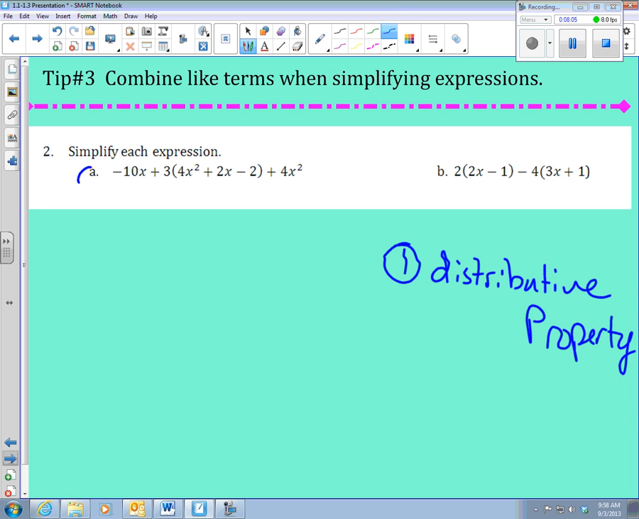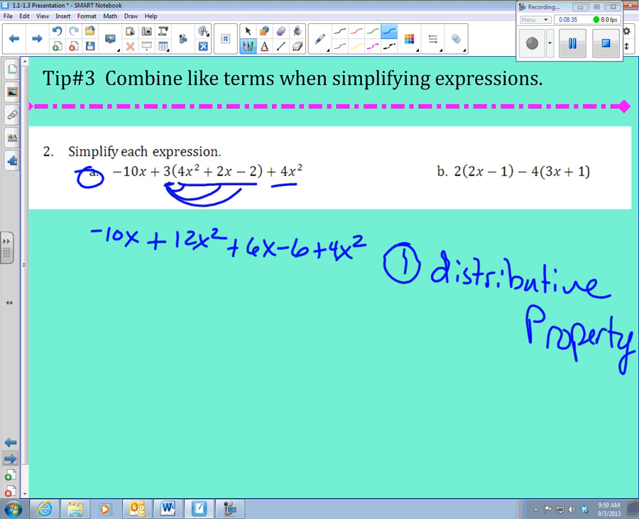So I'm going to simplify A here. I have some addition, some subtraction, but I can see this 3 that I have to multiply by this whole quantity here. So I'm going to say negative 10x, leave that alone for right now, plus 3 times 4x squared is 12x squared. 3 times 2x is 6x. And then 3 times negative 2 is negative 6. And then we have this little trailer here, plus 4x squared.